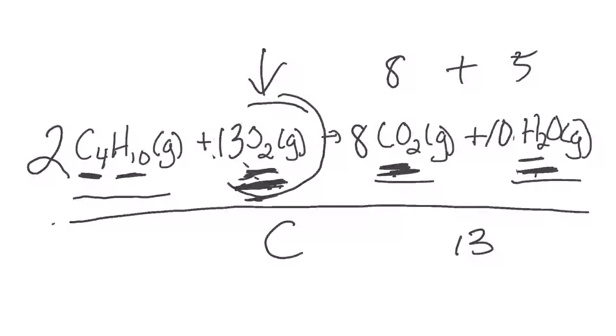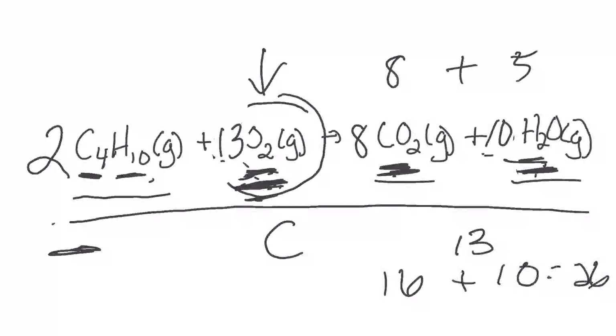So let's see if that really did work. So let's count again. I have 8 carbons on the left, 8 carbons on the right, 20 hydrogens on the left, 20 hydrogens on the right. I have 26 oxygens on the left and 16 plus 10 on the right, which also equals 26. So it is a balanced equation.